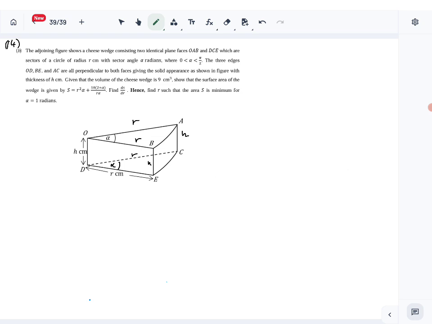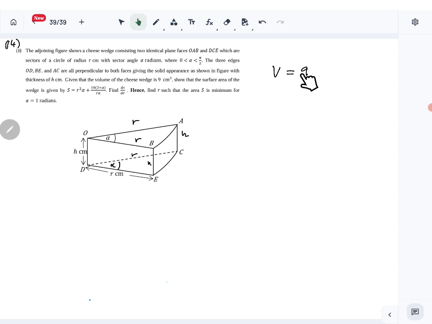The three edges OD, BE and AC are all perpendicular to both faces, giving the solid appearance as shown in the figure with thickness h. Given that the volume of the cheese wedge is 9, so volume is 9. Show that the surface area of the wedge is given by this.